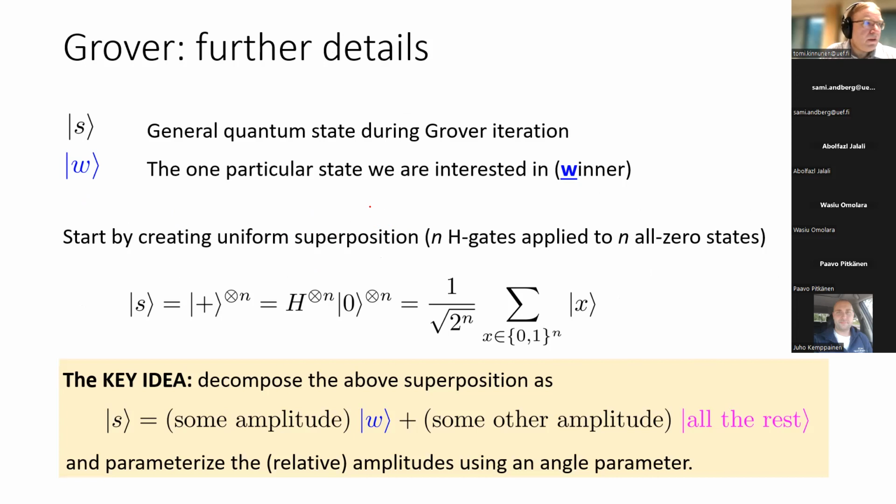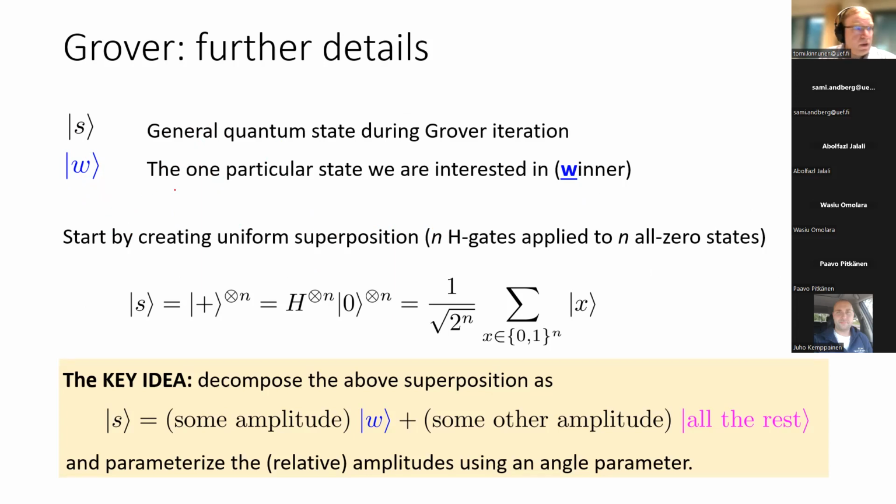Suppose that this is the general state of the system during this Grover iteration. Then what we indicate here by this W ket is the winner state, the one that we are looking for. And we know from the promise problem that there is exactly only one of these possible states, just one item we are looking for.